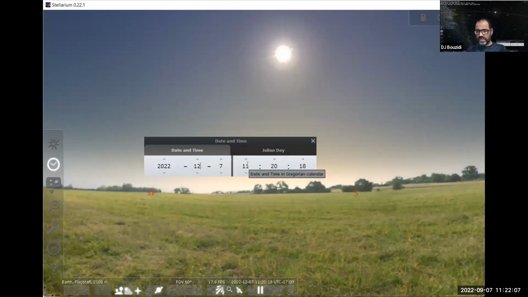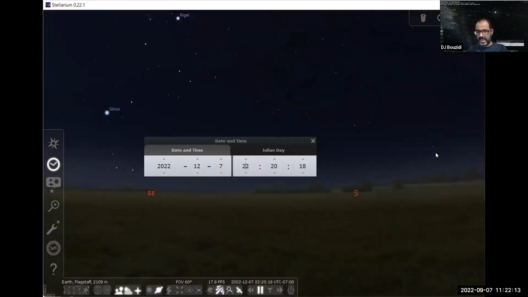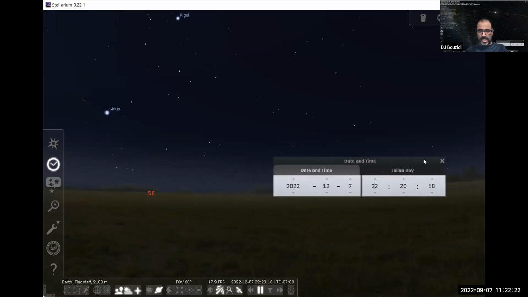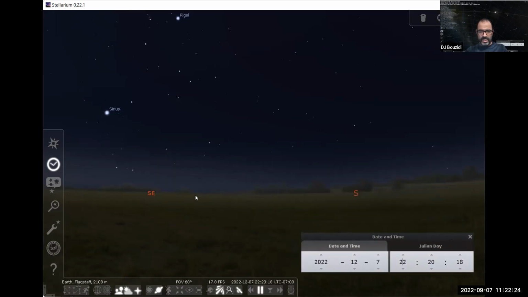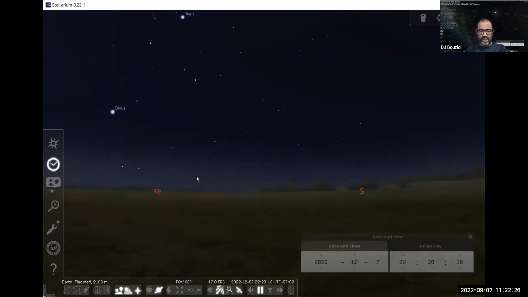And I'm going to change to the time where I can see stuff, which is somewhere around 10 p.m., for example. And as I was saying, it uses military time. So 10 p.m. is actually 22. So this is 10 p.m. and 20 minutes after midnight. And I'm looking at the direction between south and southeast.